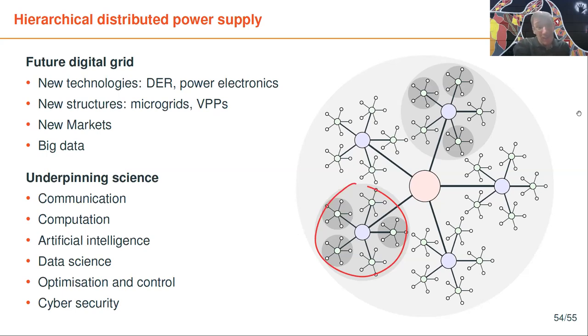Maybe one comment to increase resilience of the grid. If you can operate parts of the network when the network goes down, so when a bulk transmission line goes down, if you can operate low voltage networks in an islanded fashion, so you disconnect low voltage networks from the main network and operate them as microgrids in an isolated fashion, that would of course increase the resilience of the grid.